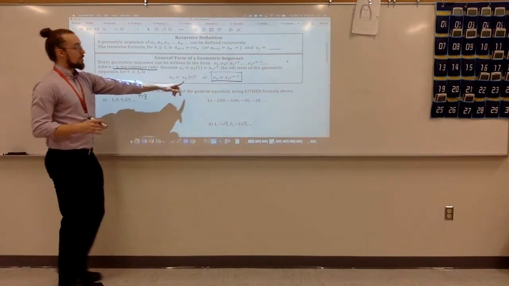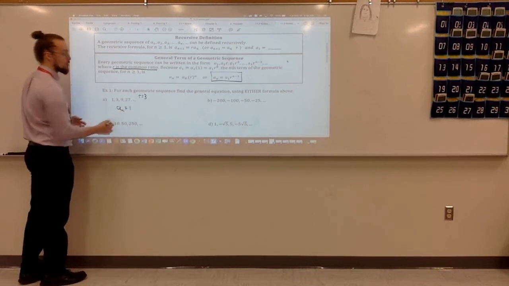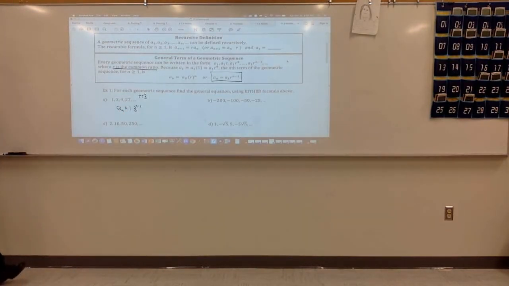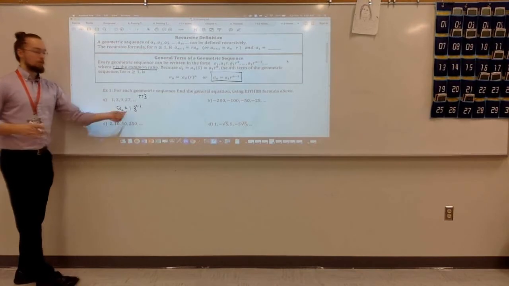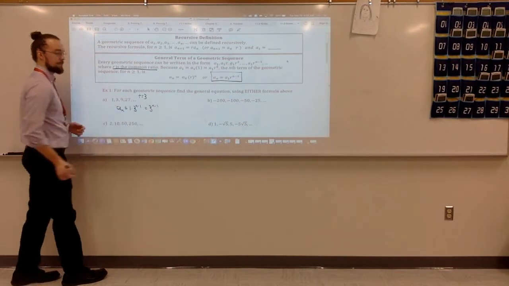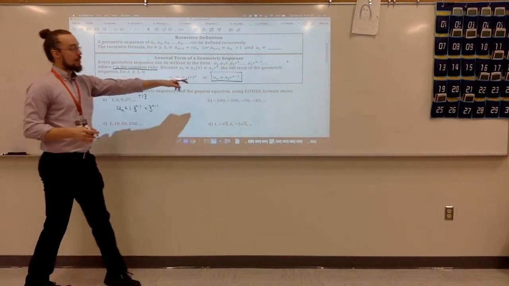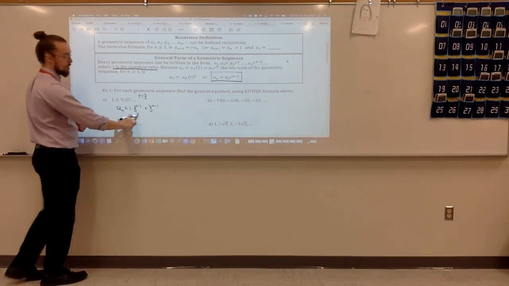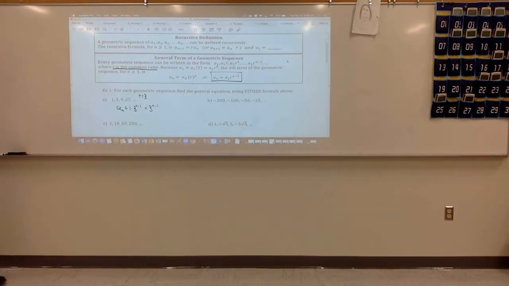So to write the general equation here, we're just going to say a sub n equals the first term times the common ratio to the n minus 1 power. The first term is 1, and we just write it as 3 raised to the n minus 1. Yes, 1 is the first term. If we're following this formula to the letter of the law, we would write 1 times 3 to the n minus 1, but 1 times anything is just that anything.